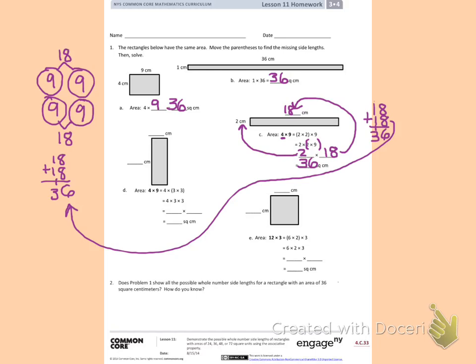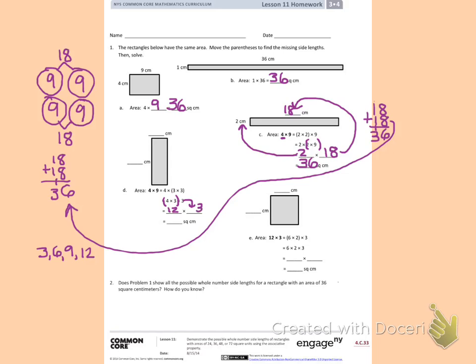Using the associative property, we're just going to move the parentheses this time so that they're around the 4 and the 3. 4 times 3 is 4 groups of 3. And that we can do by skip counting. 3, 6, 9, 12. That's 4 groups of 3. So that's 12 times this 3, which goes right there.